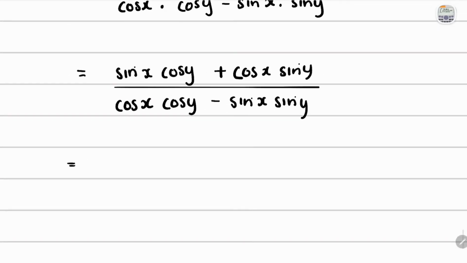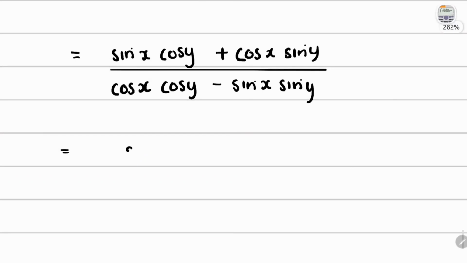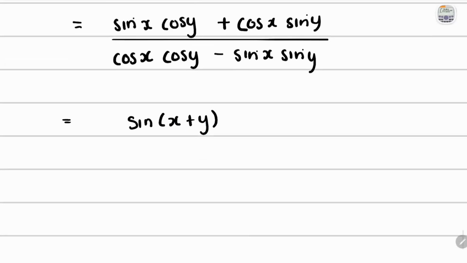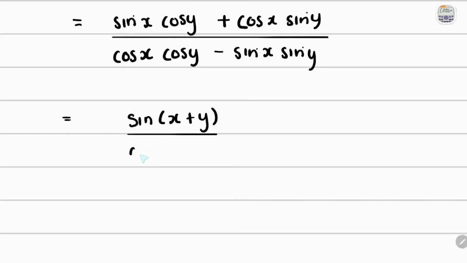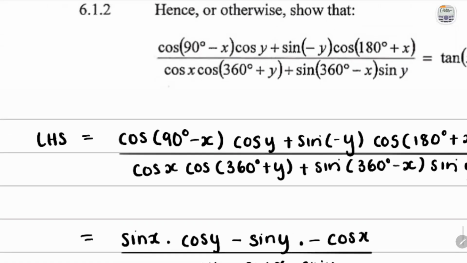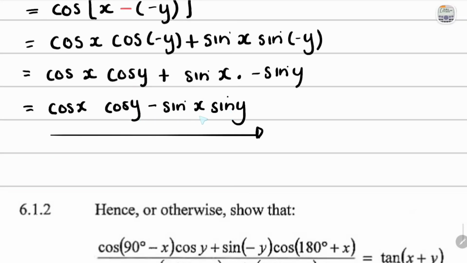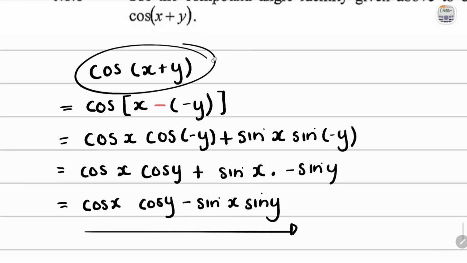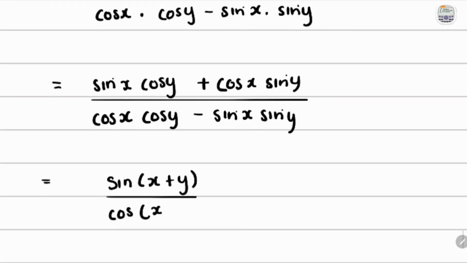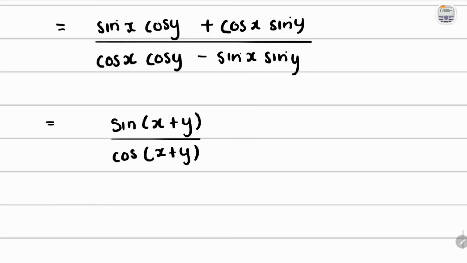And now we can finally make them equal to their compound angle identity, which this one, sine x cos y plus cos x sine y, would be sine x plus y. This is in your formula sheet. And you can see that is the expansion for cos. So that becomes cos and that changes to a plus like we had in the previous question. That is the expansion for this. So that's cos x plus y. And that's why they said hence.